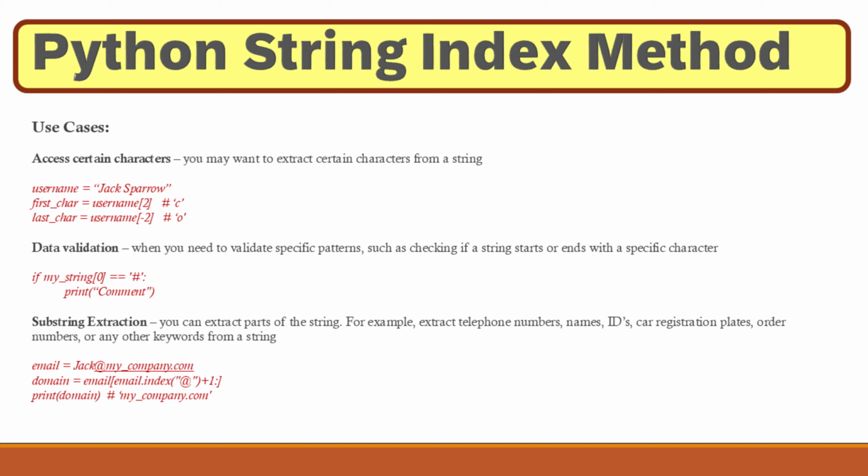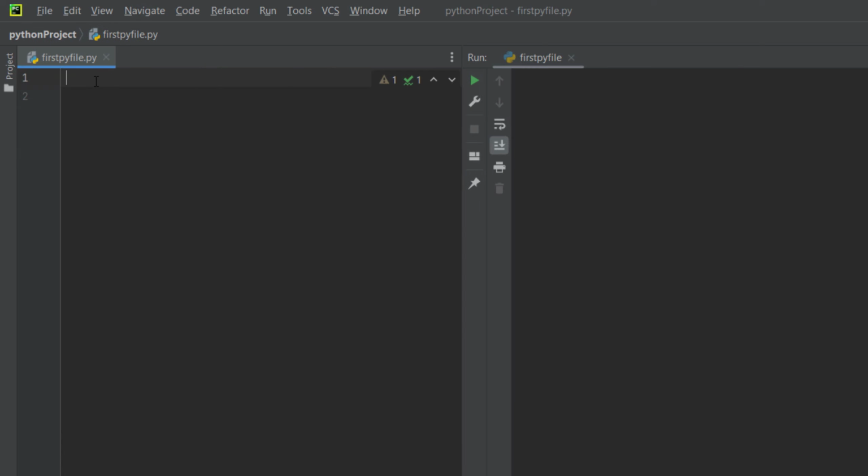So those are some use cases. Let's jump into PyCharm and have a look at some examples. We are in my PyCharm application, and the first thing I will do is create a variable. So the variable will be my_string. This is Jaffa's string, 1, 2, 3, 4, 5, exclamation mark, enter.